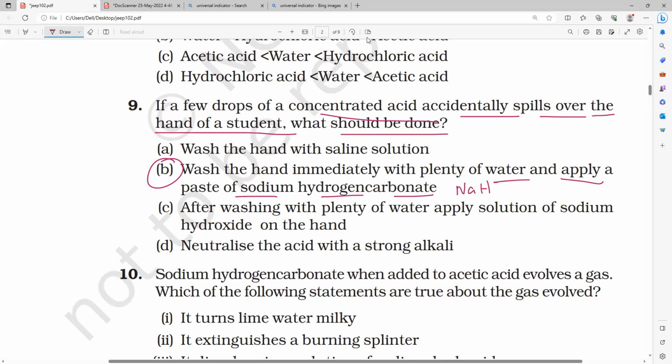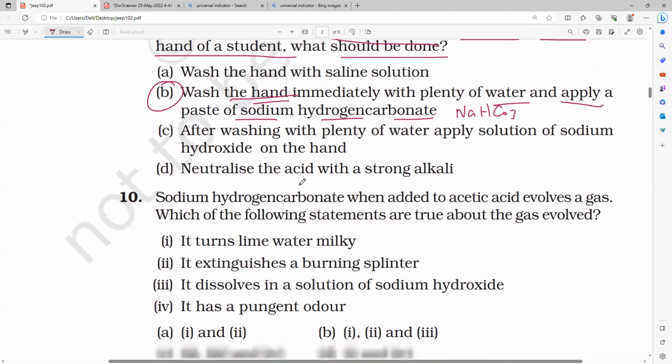What is sodium hydrogen carbonate? Baking soda. That is NaHCO3. Because why? It is basic in nature and it will react with the acid and neutralize it. So that is what you have to do. Clear, everybody? All of you? Yes? Please make a note of that.